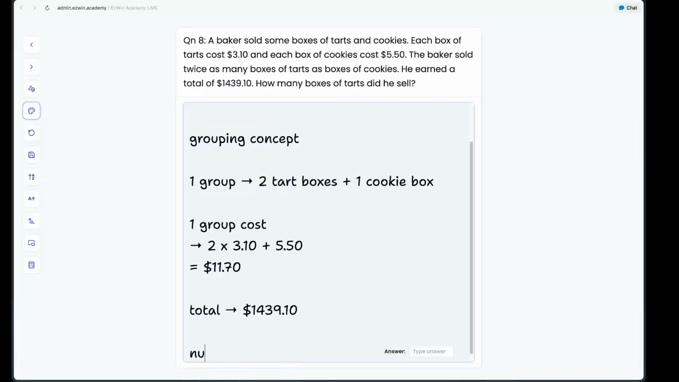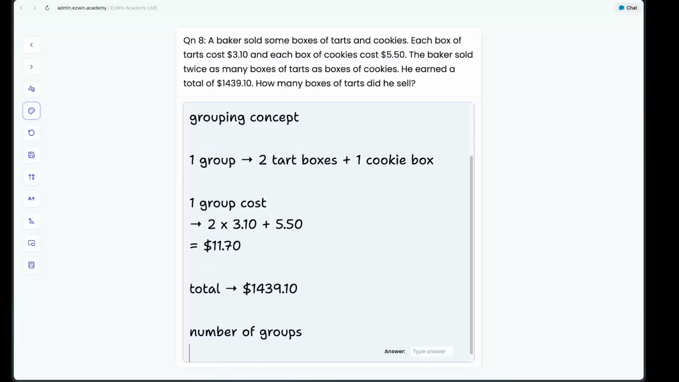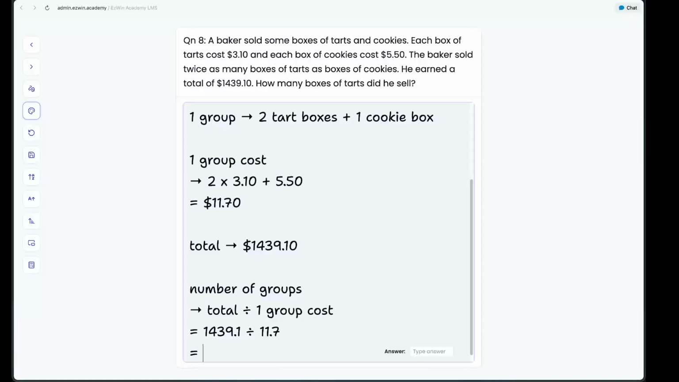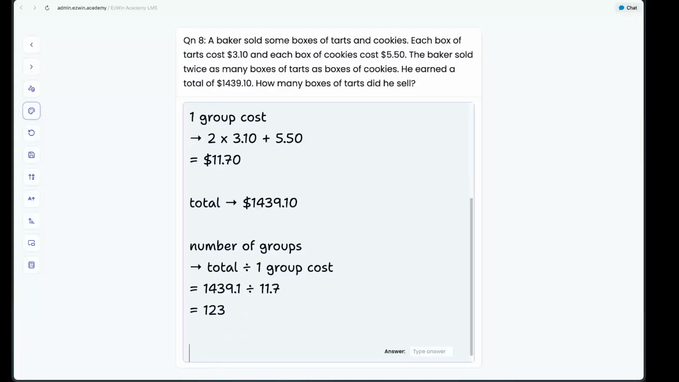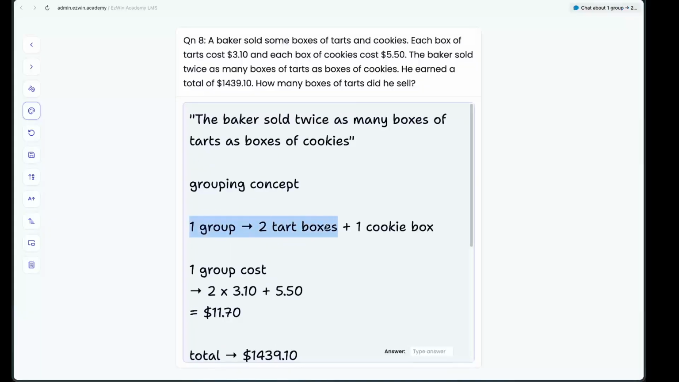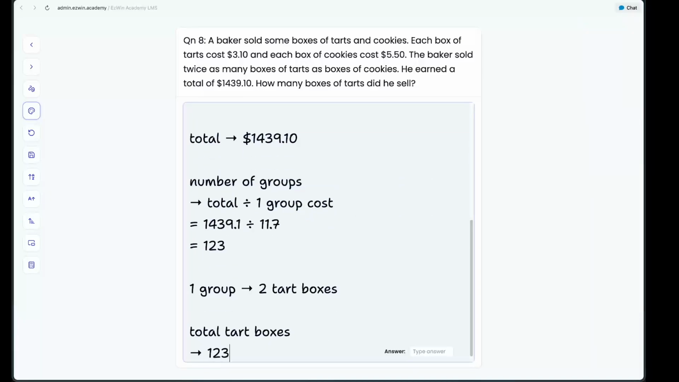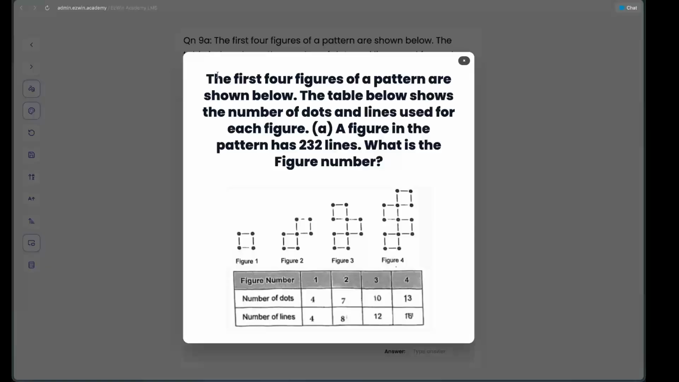Since the total is $1,439.10, the number of groups will be the total divided by one group cost, which equals 1439.1 divided by 11.7, and this will give us 123 groups. So we want the total tart boxes. Since one group has two tart boxes, the total is 123 times 2, and this will give us 246 tart boxes. Okay, there you go.